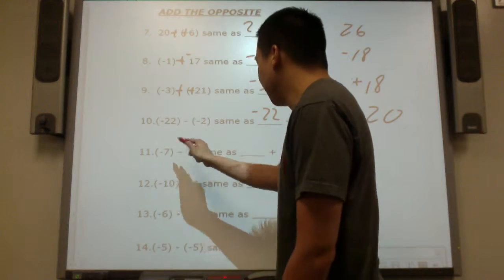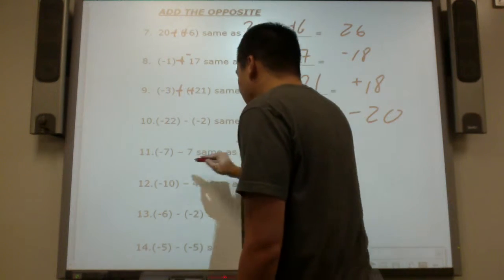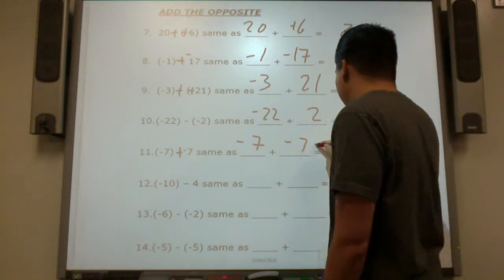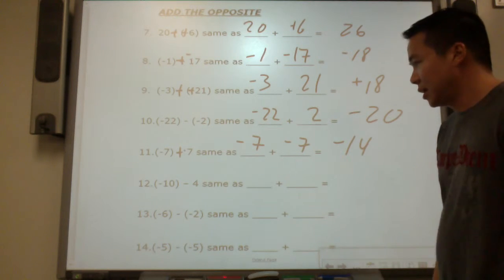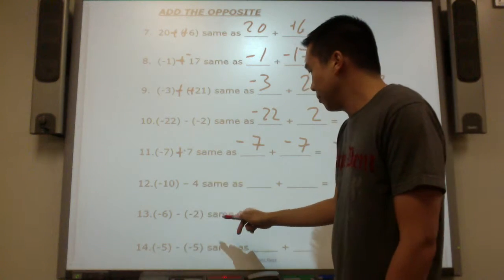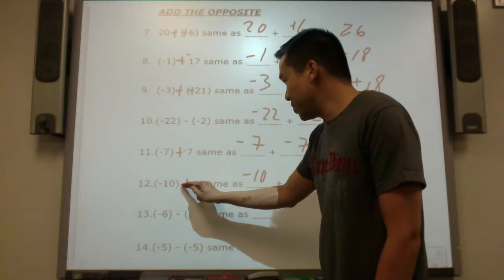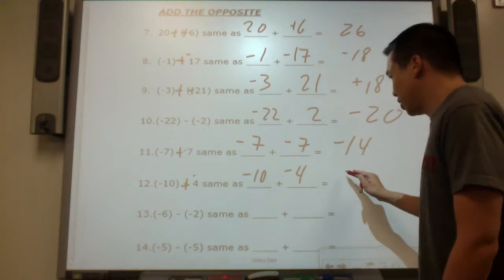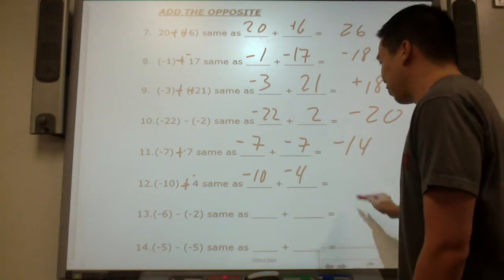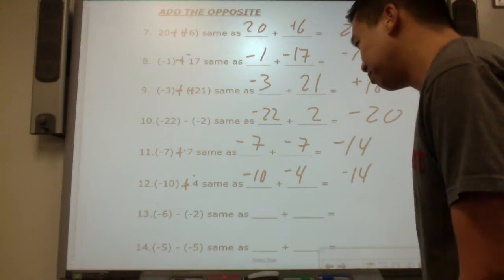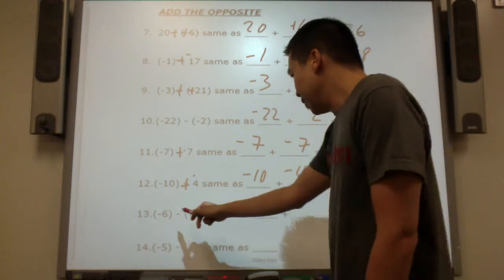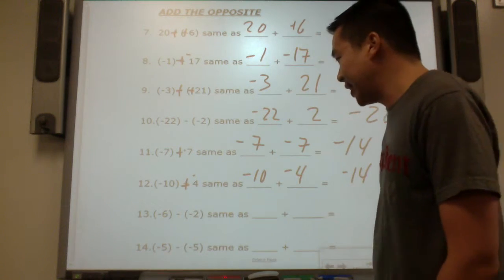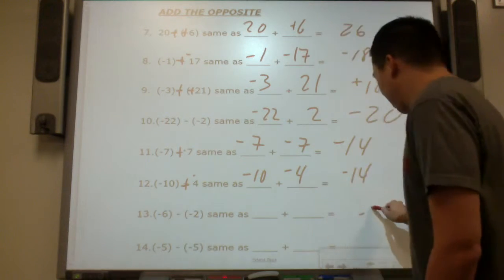So I have -7. Add the opposite. So it'll be -7. That's -14. -10. Add the opposite. -4. So -10 put together with -4 is -14 also. So -6. I need to take away 2 negatives from that. So I'm left with 4 negatives.